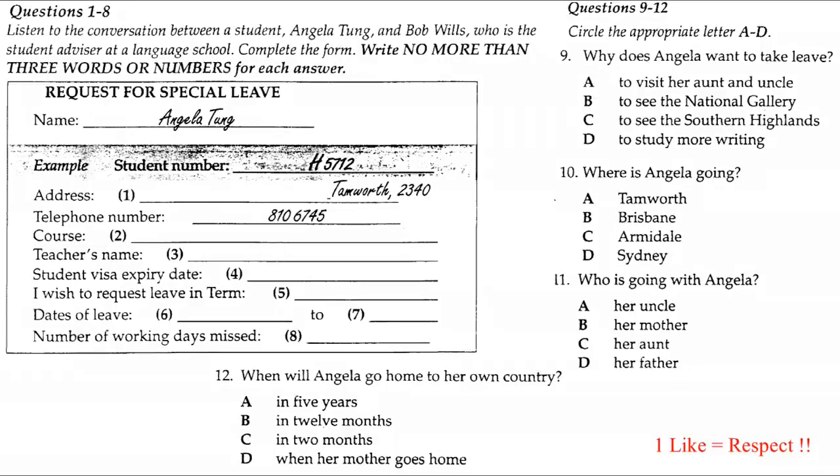What course are you doing? I'm in the writing class. Writing. Who's your teacher this term? Mrs. Green. She spells her name like the colour. Thanks. When does your student visa expire? Let me look. July 15. July 15. OK. Which term do you want to take leave? Do you want dates? First, I have to write a term number. When do you want to take leave?